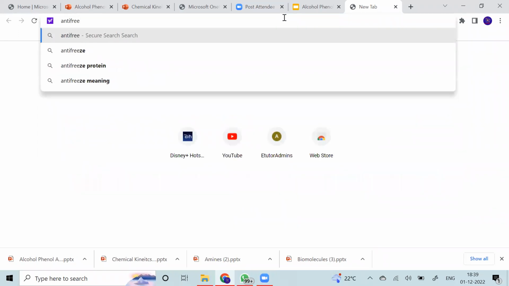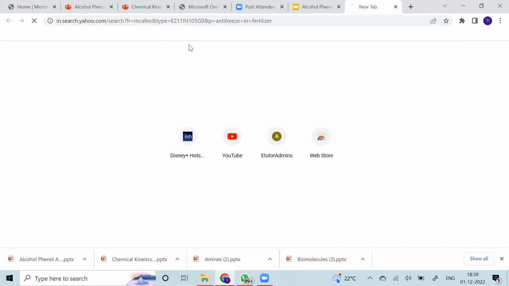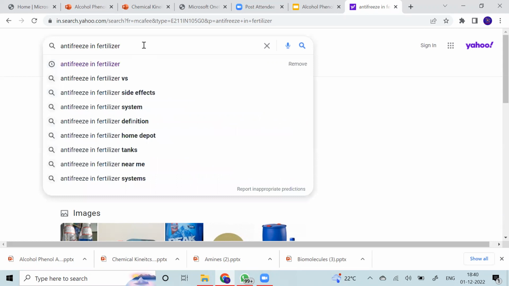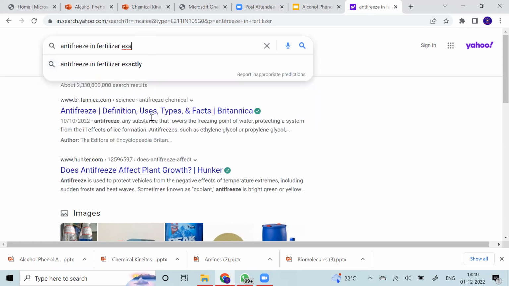Sir, I think it's glycol. Sir, it came, sir. Ethylene glycol. Where is it? Yeah, here. Ethylene glycol or propylene glycol. Yeah, it should be glycol. Yes.